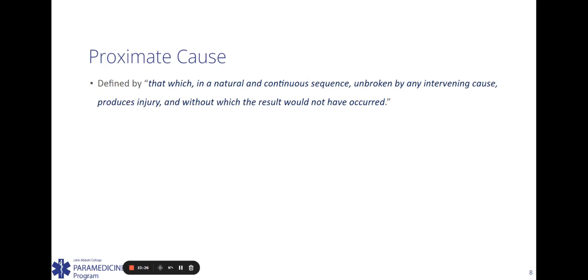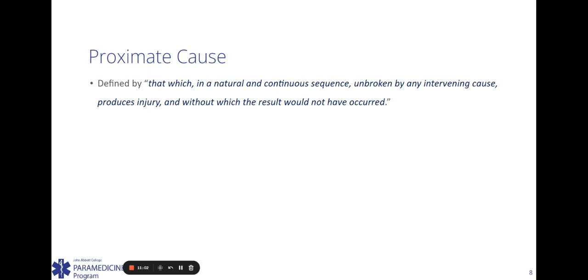Proximate cause is a legal term that refers to the most direct cause of an injury or damage. It's defined as that which, in a natural and continuous sequence, unbroken by any intervening cause, produces injury, and without which the result would not have occurred. So that is the legal definition. As paramedics, it's important to understand the concept of proximate cause when it comes to determining liability for damage. This is why it's essential to document a patient's status, including their neurological status, before doing anything that could potentially cause injury.